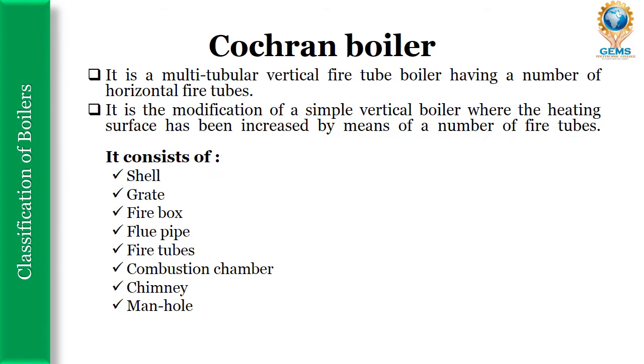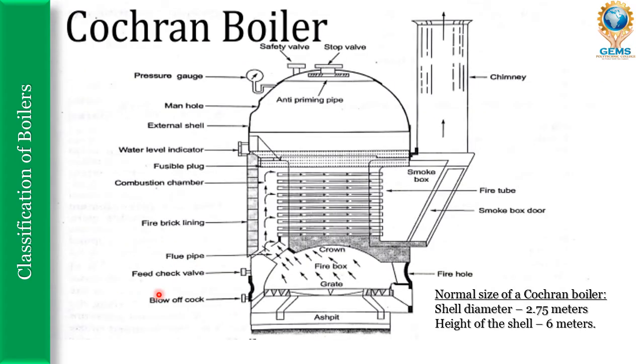Now in this part 1, we are going to study in detail the Cochran boiler. It is a multi-tubular vertical fire tube boiler, having a number of horizontal fire tubes. It is a modification of a simple vertical boiler where the heating surface has been increased by means of a number of fire tubes. It consists of shell, grate, firebox, flue pipe, fire tubes, combustion chamber, chimney and manhole. So this is how the Cochran boiler looks.